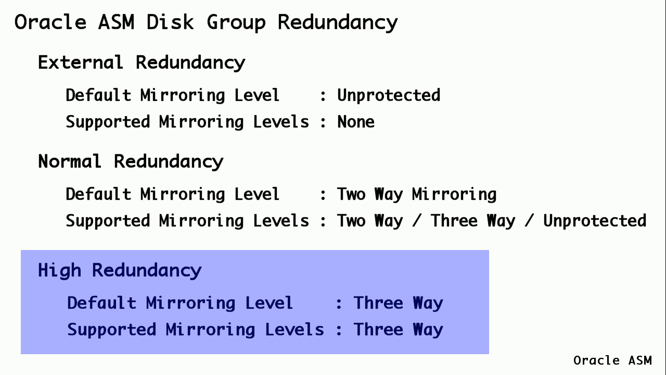With high redundancy, Oracle ASM provides triple mirroring or 3-way mirroring. A loss of 2 ASM disks in different failure groups is tolerated. High redundancy disk group requires minimum of 3 ASM disks in 3 failure groups.